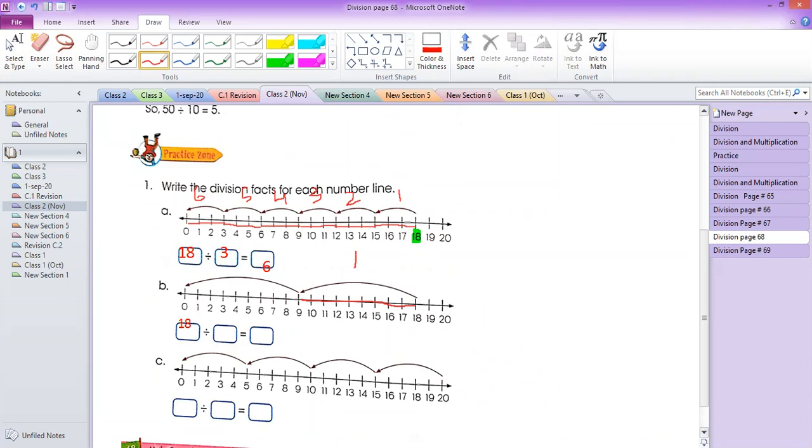So those students who were saying 9 were actually right. The answer is 9. 18 divided by 9.